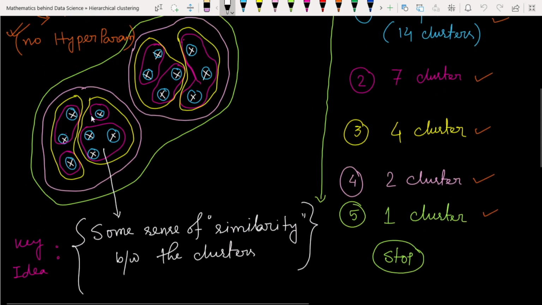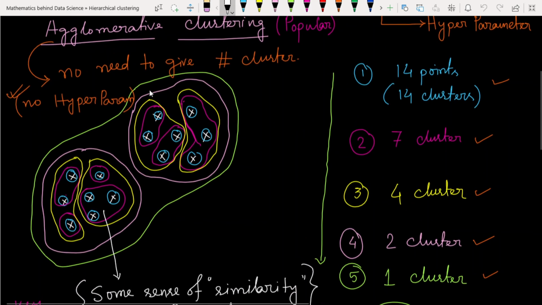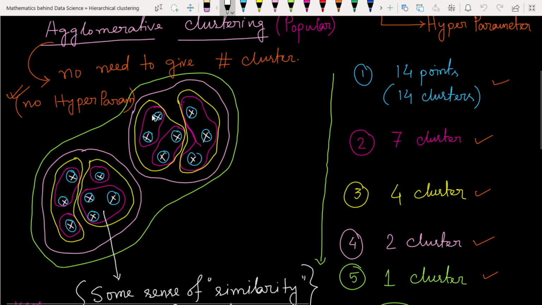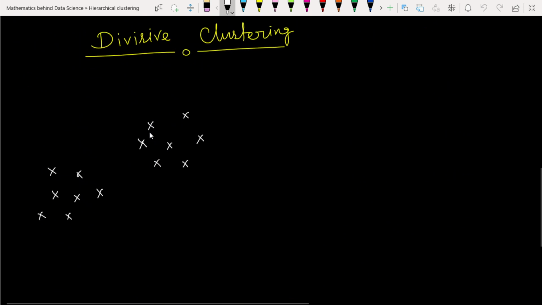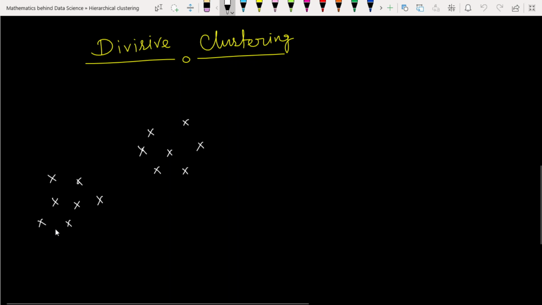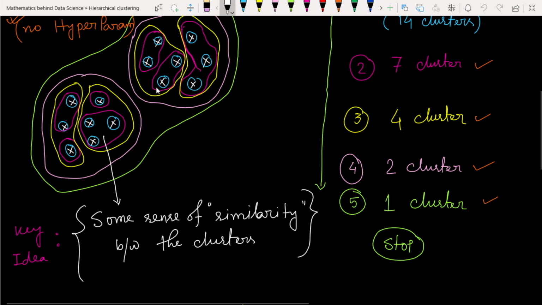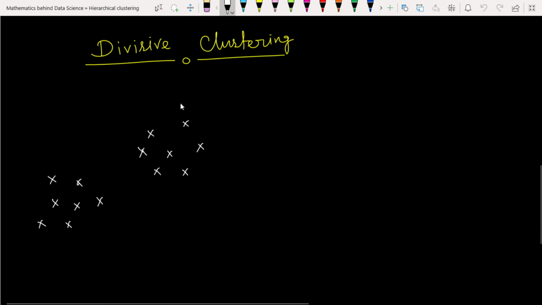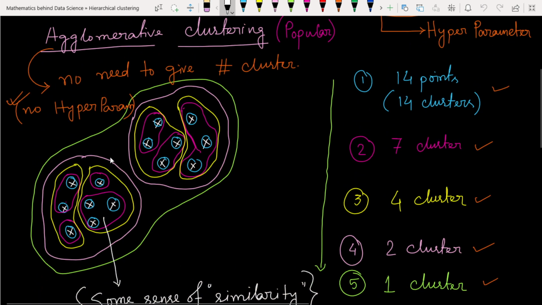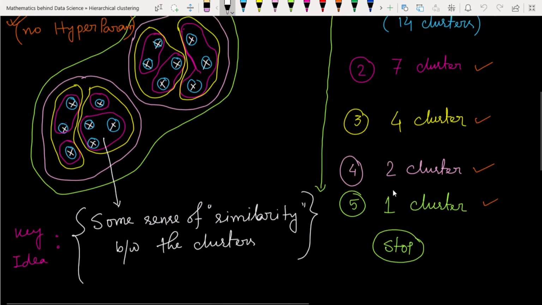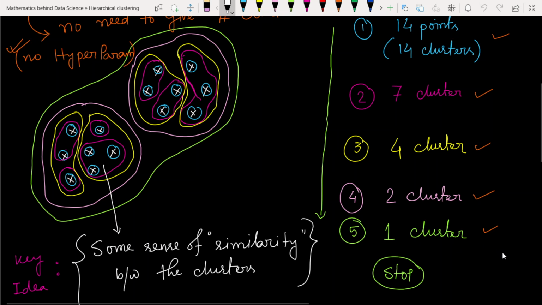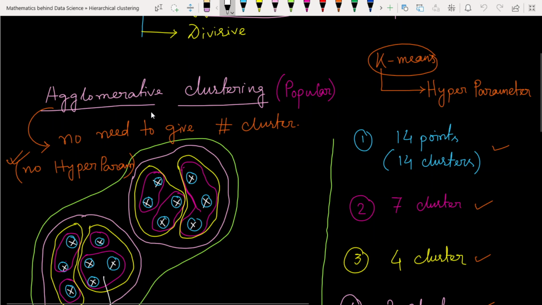Just the opposite of this clustering. In agglomerative, we consider each point as a single cluster, but in divisive we have to consider initially the whole data set as a single cluster. Instead of considering a single data point as a cluster, here we will consider the whole data set as a cluster. That's the difference. In divisive we will move in the opposite direction from what we do in agglomerative clustering.